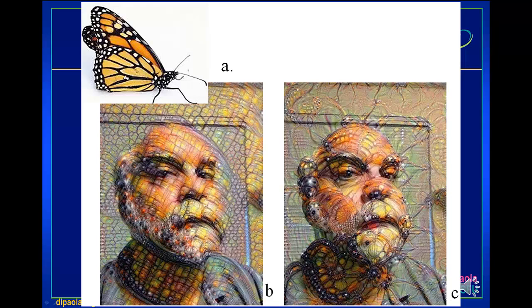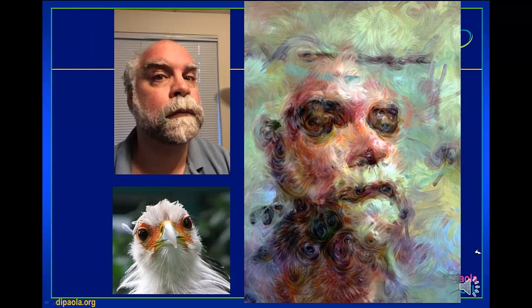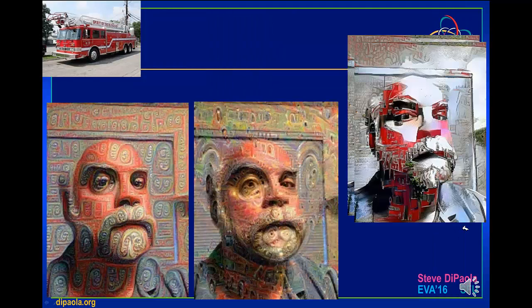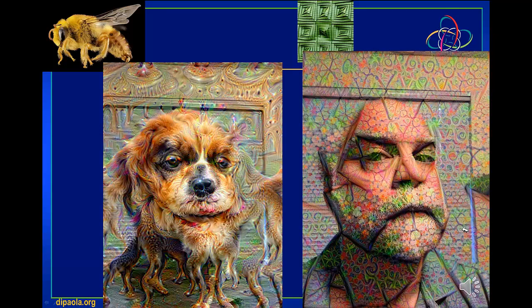So here you can see we're using a butterfly, and it's balancing the butterfly at a particular level with my face. Here it's a volcano at this mid-level, and you can really see the sense of the volcano coming out of my head. Here is a bird at this mid-level, a fire truck. So it's a very different kind of approach.